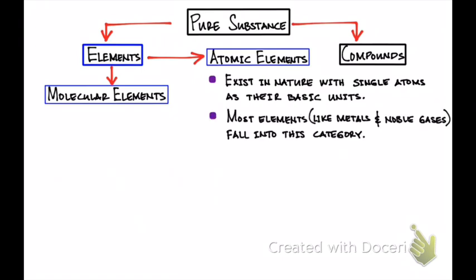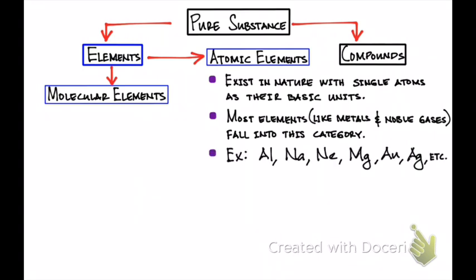And a lot of these atoms are actually metallic, okay. These are the metals as well as the noble gases, because as you learned in the previous chapter, the noble gases are very stable elements, right? They're the least reactive. They are the most stable elements in the periodic table. So most elements fall into this category, and some examples are aluminum, right? You can have a single atom of aluminum that can exist. You can have sodium, neon, magnesium, gold, silver, and again, the noble gases.